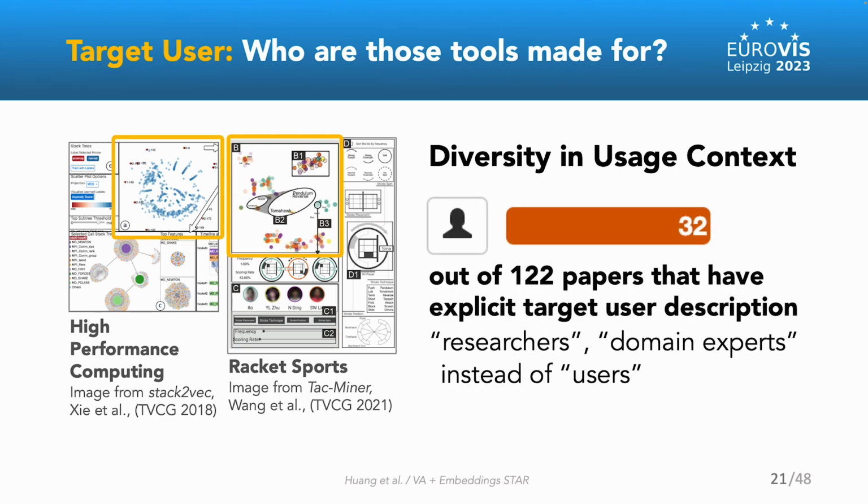According to our categorization, we observed that the majority of papers only mention the word users in the introduction when they try to describe the target user. Even though there are many implicit hints about their motivations, domain-specific research questions, and potential usage contexts, only 32 out of 122 papers have explicit target user descriptions, such as domain experts, and even fewer papers mention the background knowledge required for their target users.